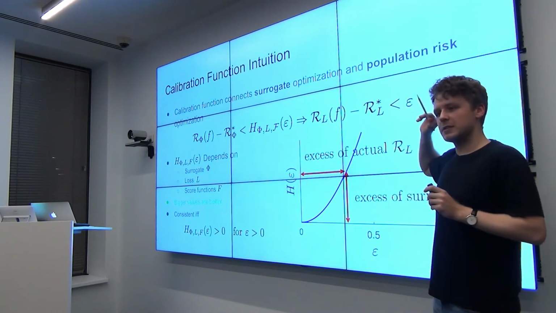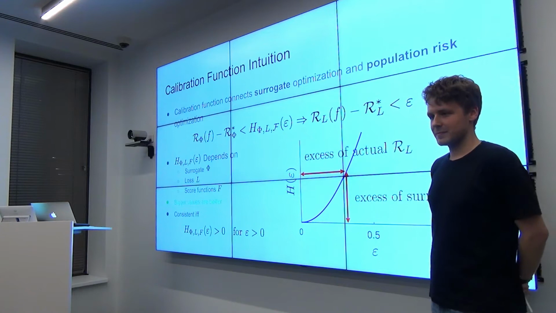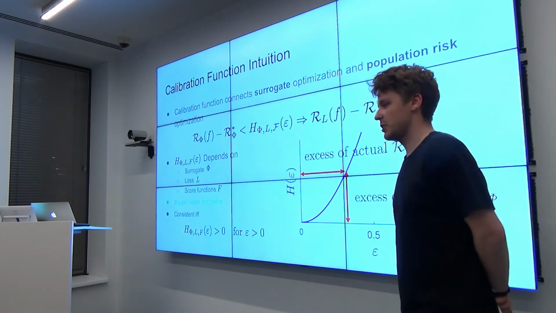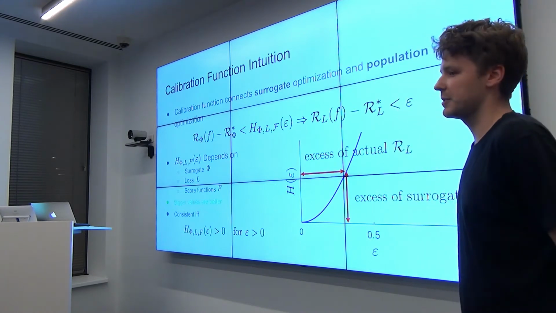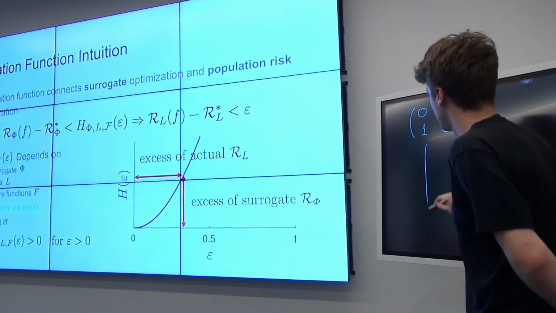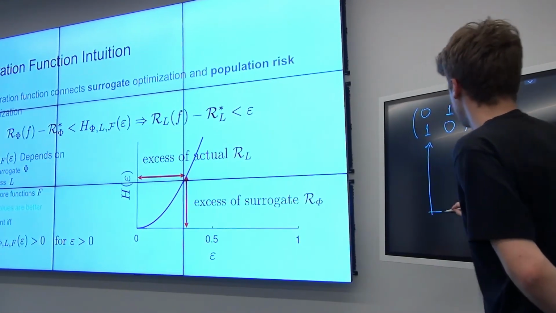So do I understand right that surrogate loss is consistent if h of 0 equals 0? Not really. Because there can be cases like this.